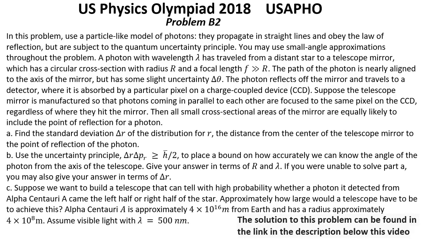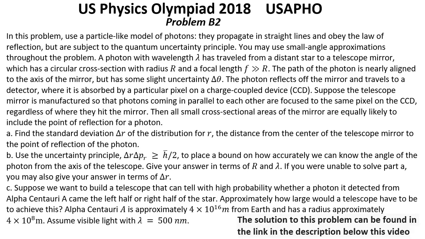US Physics Olympiad, year 2018, USAPHO. Problem B2. In this problem, use a particle-like model of photons. They propagate in straight lines and obey the law of reflection, but are subject to the quantum uncertainty principle. You may use small angle approximations throughout the problem.